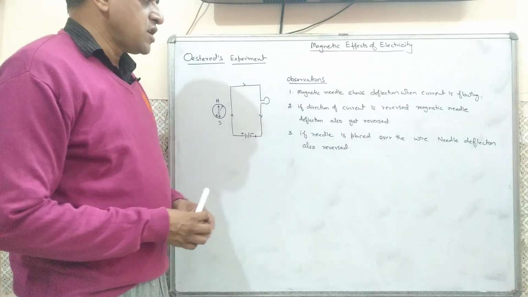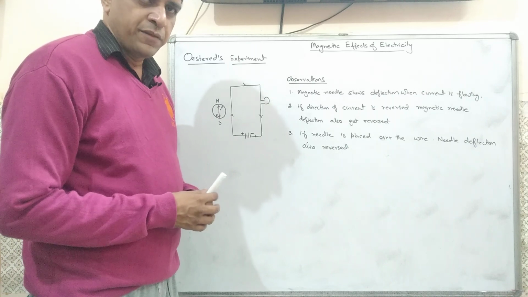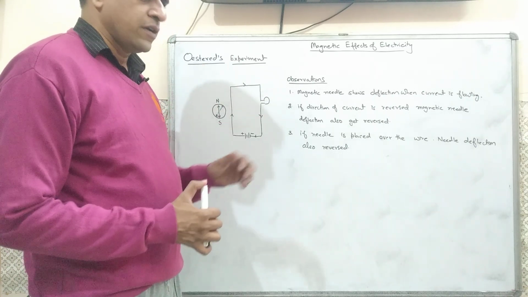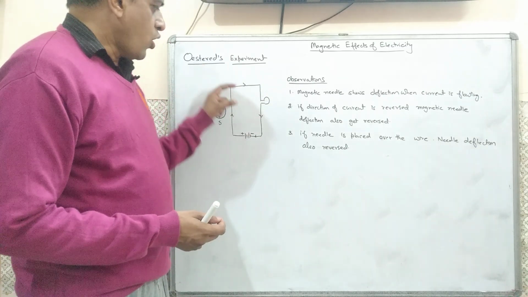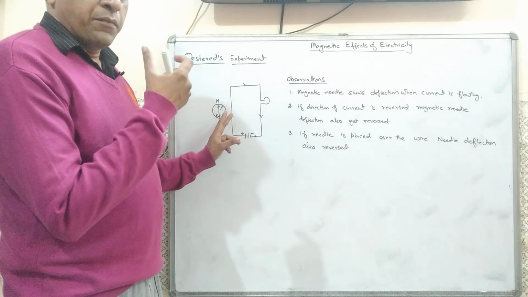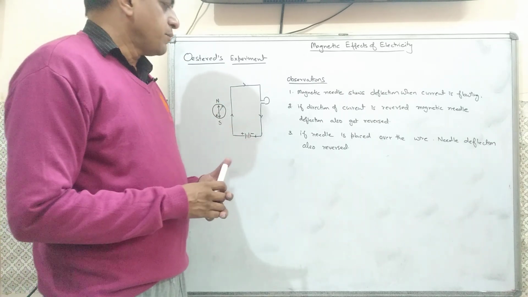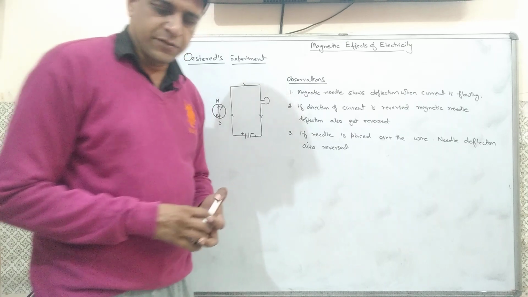These are the three main observations from Oersted's experiment, and by this experiment he concluded that all current carrying conductors have a magnetic field around them. That means they can behave like a magnet.